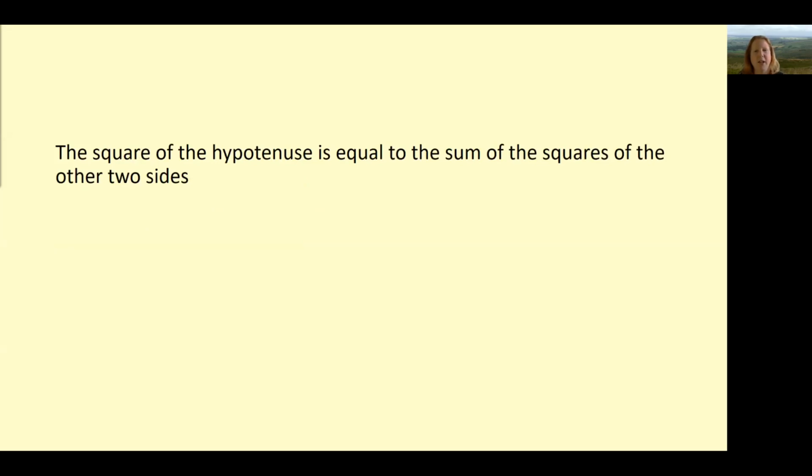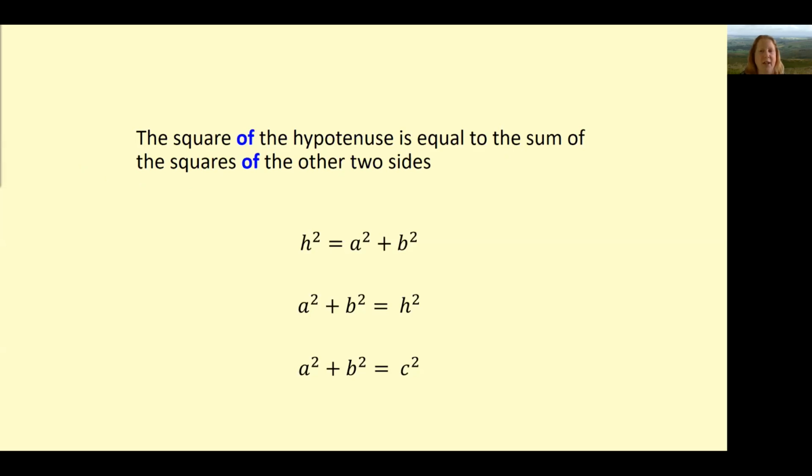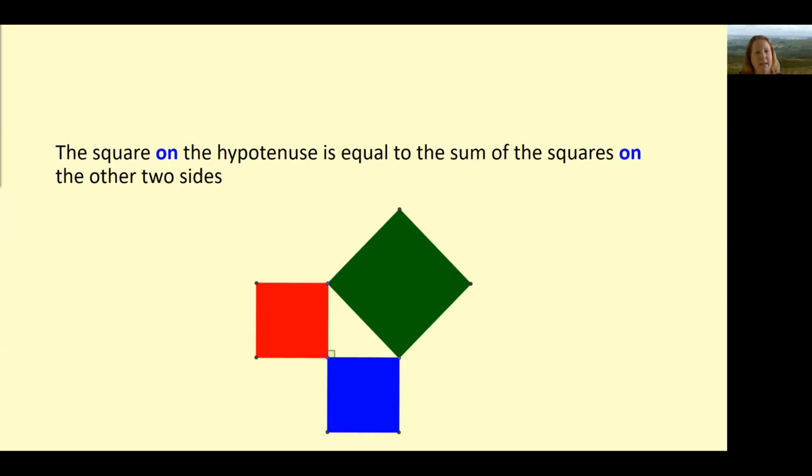Some of the changes might change how we think about a statement. Giving you this statement, the square of the hypotenuse is equal to the sum of the squares of the other two sides. Some of you might be thinking about this equation, what we call Pythagoras' theorem. Though some of you might have been thinking about this equation, or possibly this equation. But if we pay attention to the changes in little words, in this case of, we might begin to think in a different way. Here, the square on the hypotenuse is equal to the sum of the squares on the other two sides.